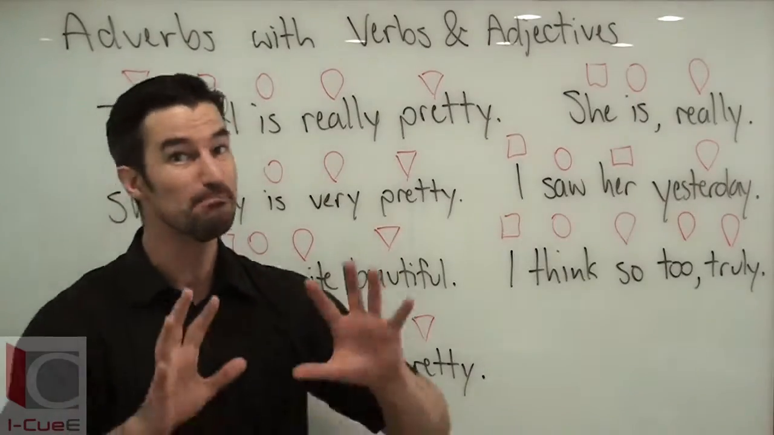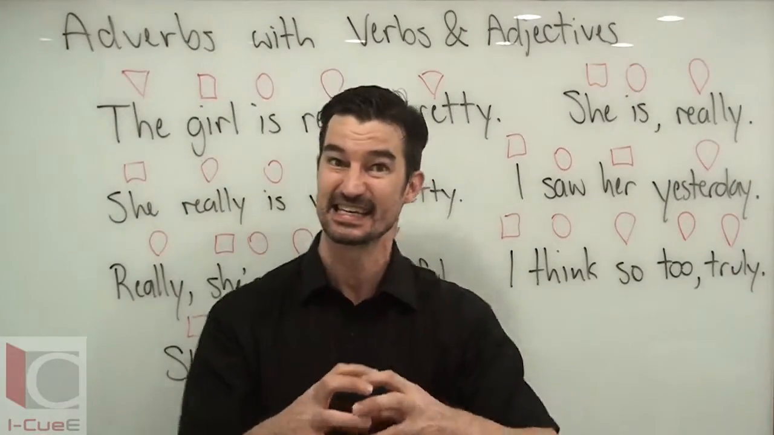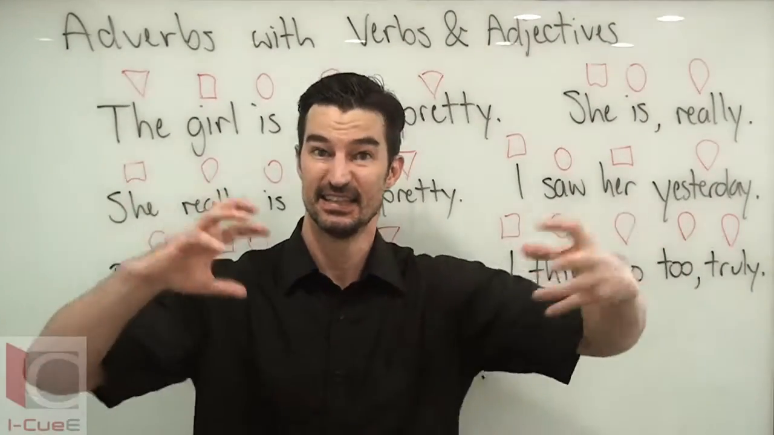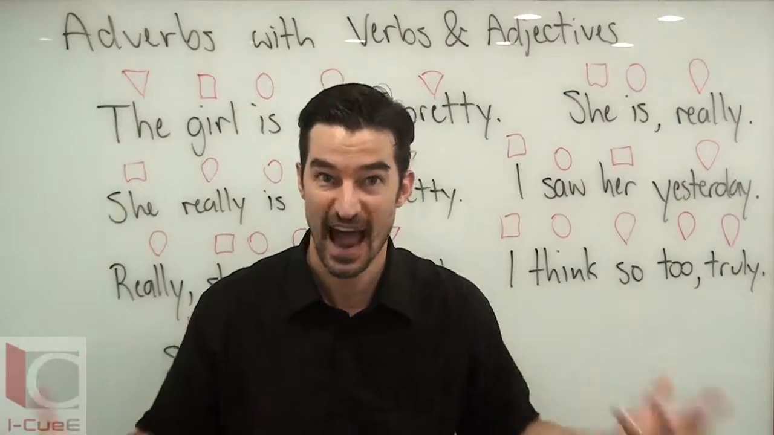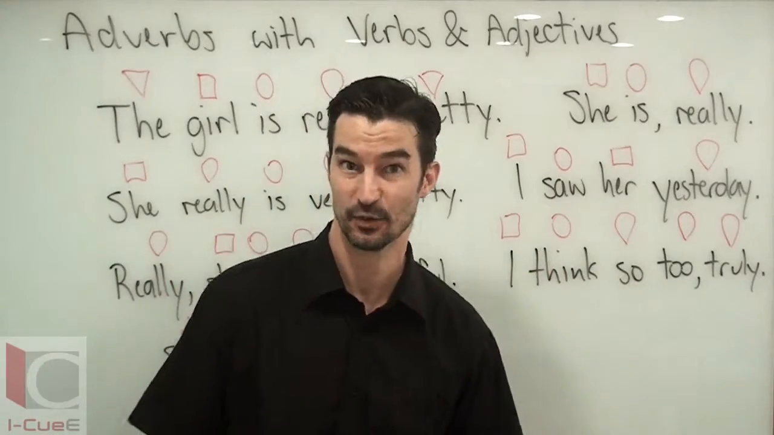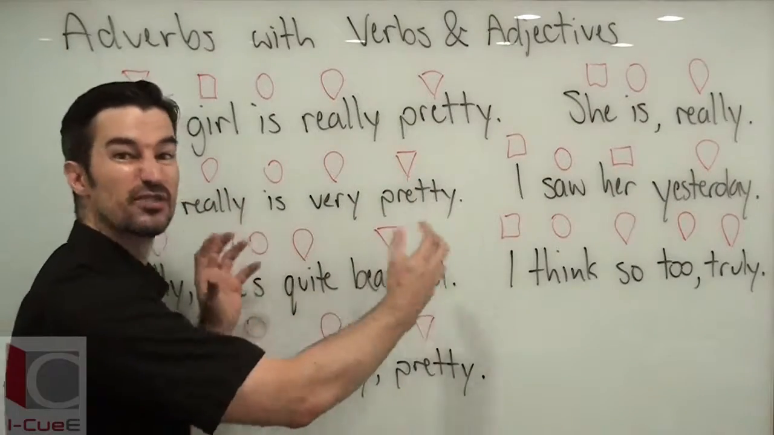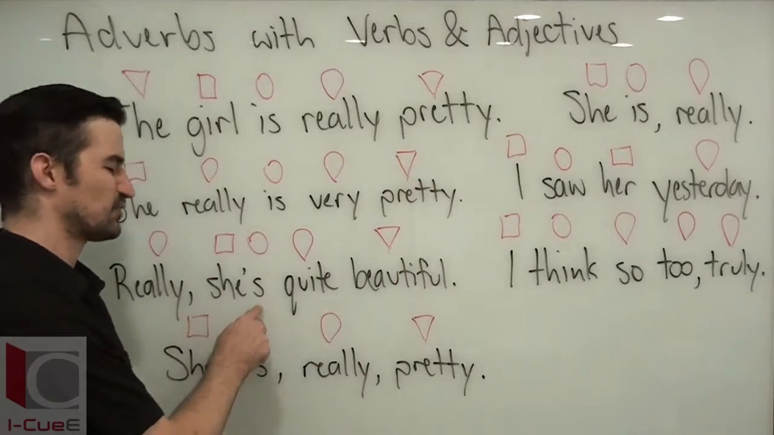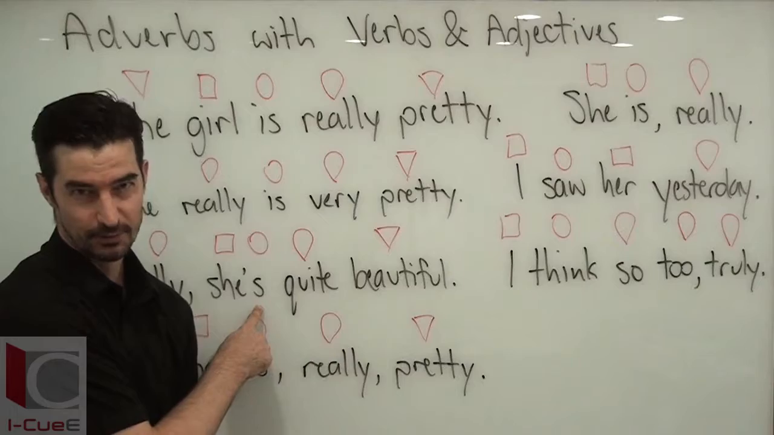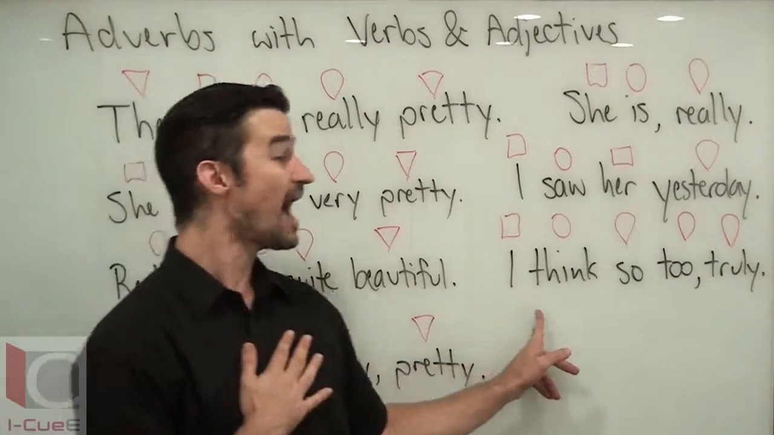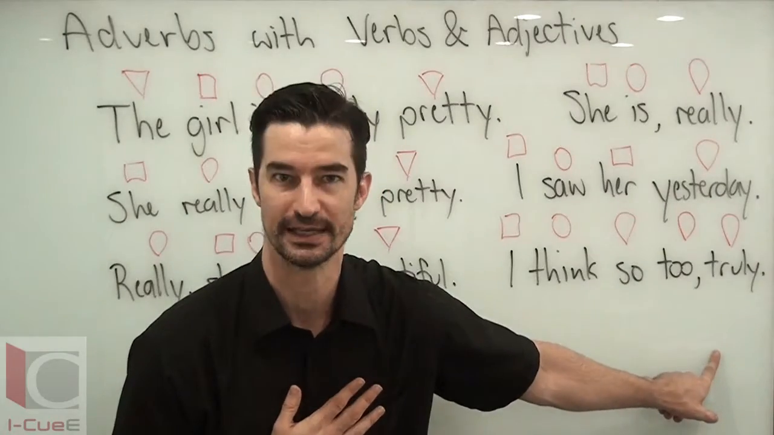Remember, verbs are the most important pieces of sentences. Without a verb, you can't formulate an idea around non-action or non-being, okay? So when the adverb is describing sort of the whole sentence, you can still think of it as really mostly describing the verb, okay? So, really, she's quite beautiful. I think so too. Truly.